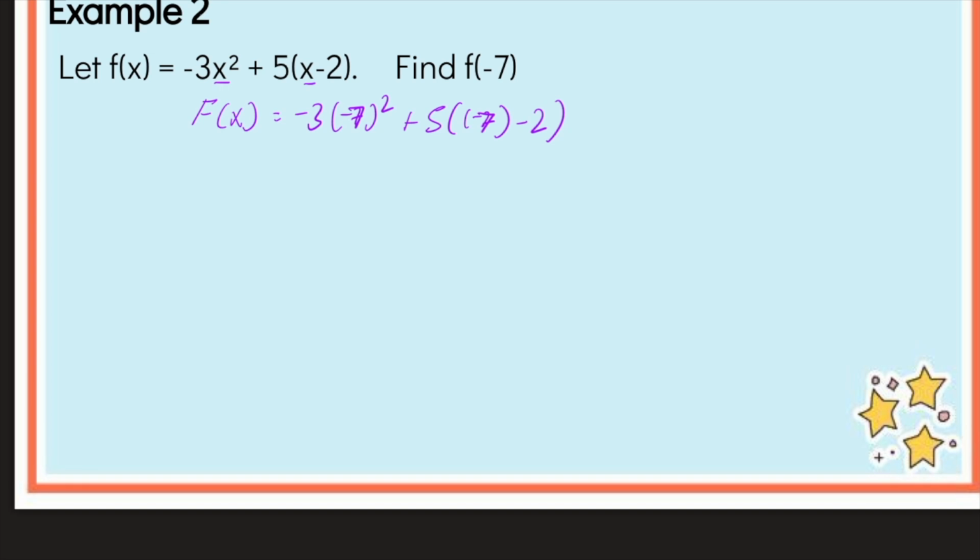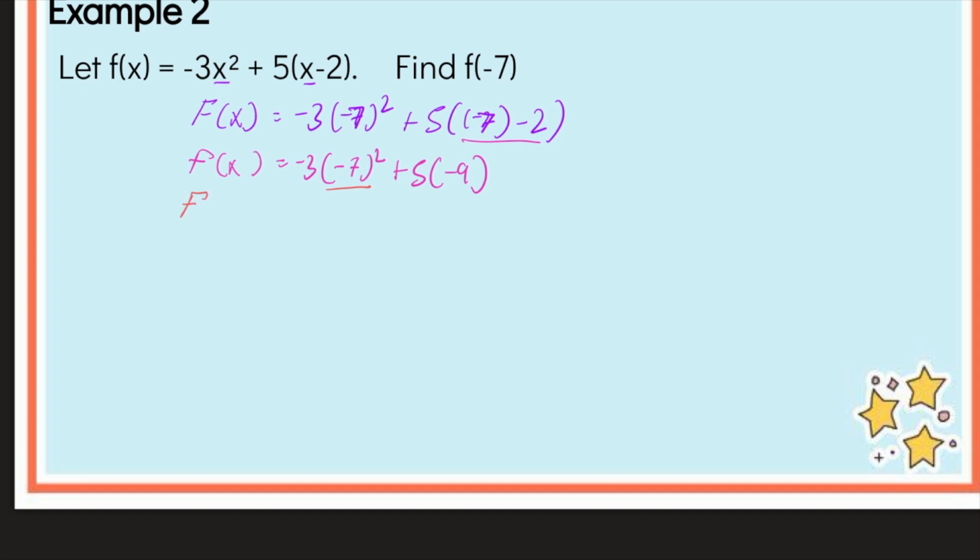Now we've got to follow our order of operations, so we're going to do the thing inside the parentheses first. So we've got negative 7 minus 2, which is going to be negative 9. And again, we're going to write down everything else exactly as we had it before. So f of x, negative 3, negative 7, squared, plus 5 times negative 9. All right, now we've got to follow our order of operations again, and this time we've got an exponent, so our exponent is going to be our squared there. Now we need to make sure that we're only squaring the negative 7. We cannot do 3 times negative 7 first. That would be multiplication before exponents, and we're going to do exponents first always.